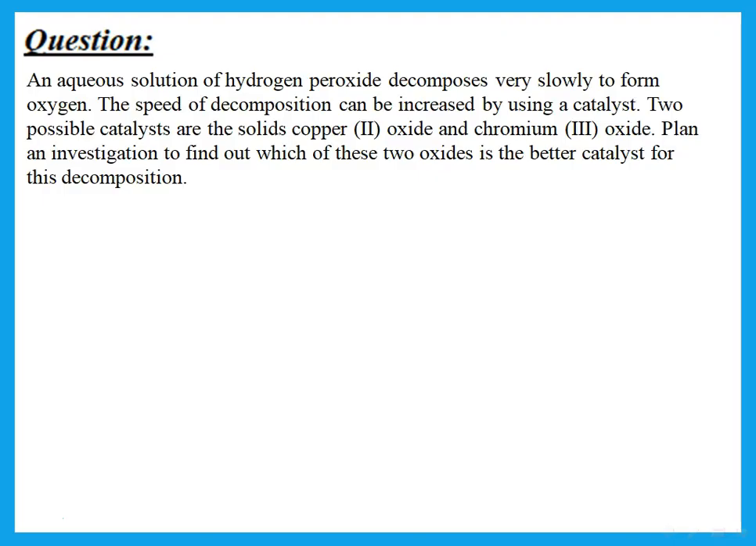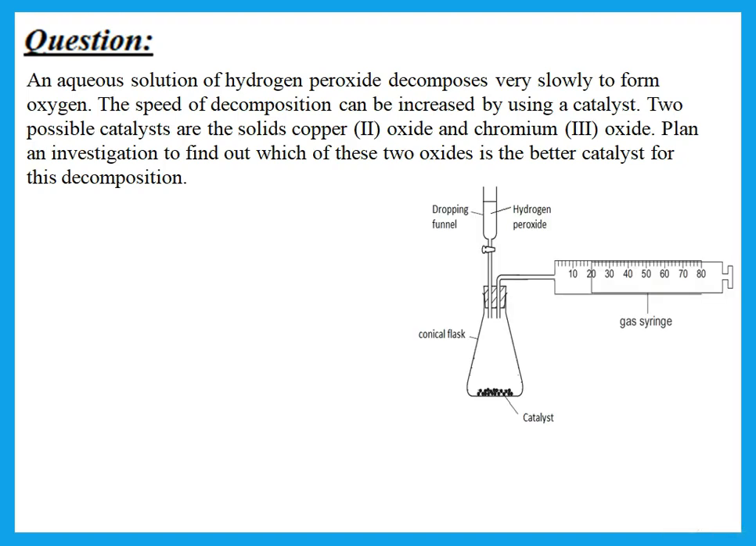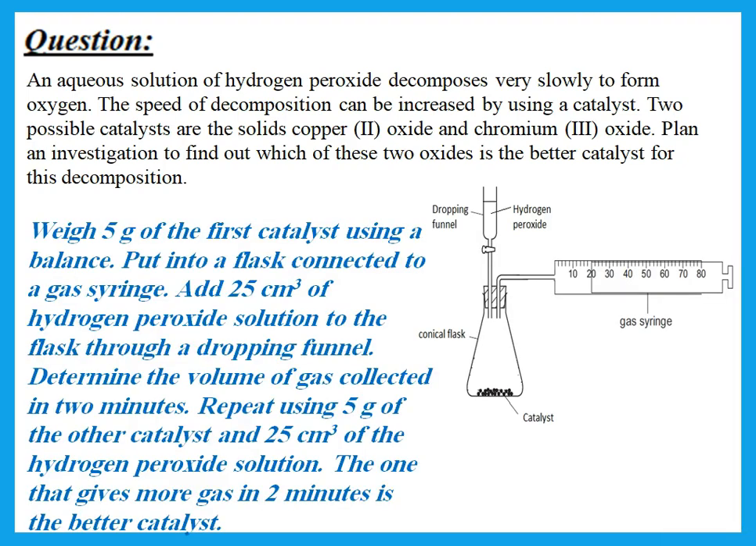Okay, this question says an aqueous solution of hydrogen peroxide decomposes very slowly to form oxygen. The speed of decomposition can be increased by using a catalyst. Two possible catalysts are copper oxide and chromium oxide. Plan an investigation to find out which of these is the better catalyst. So what do we do? We use this kind of setup and we tell him what? We want to know which one is better.